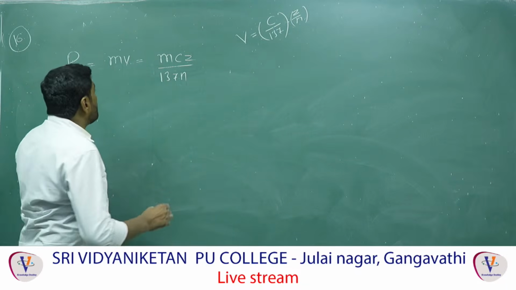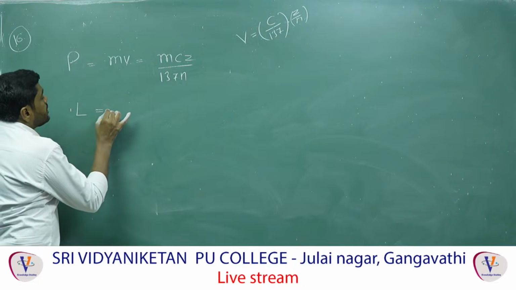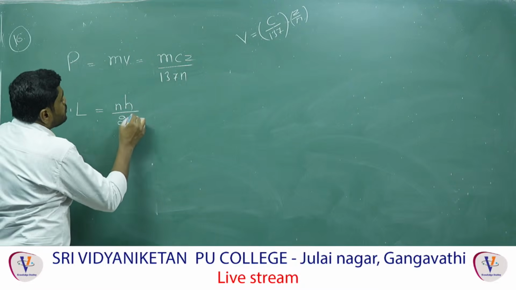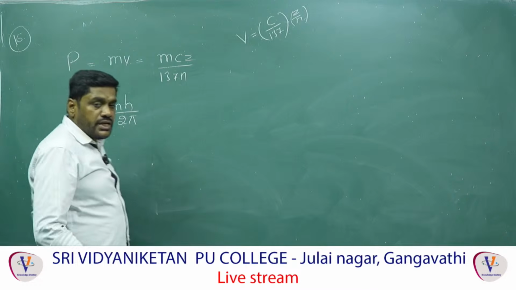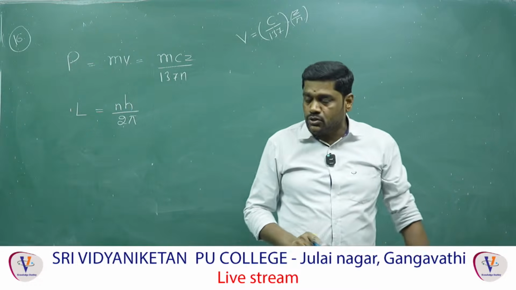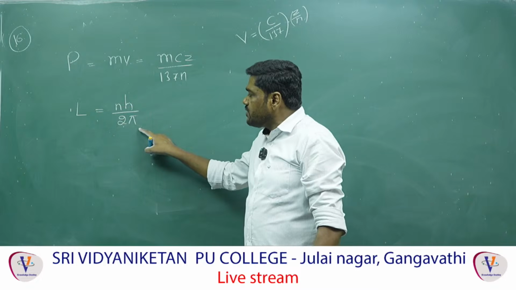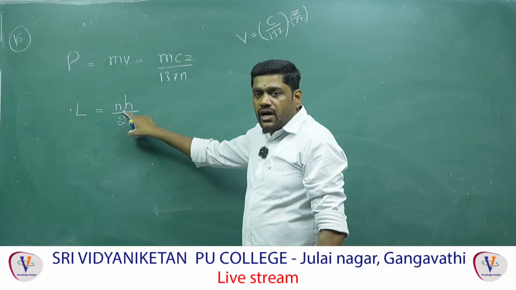Next, the angular momentum formula: L is equal to nh by 2 pi. The angular momentum does not depend upon the nature of the atom, because the Z value is not there; it depends only upon the number of the orbit.